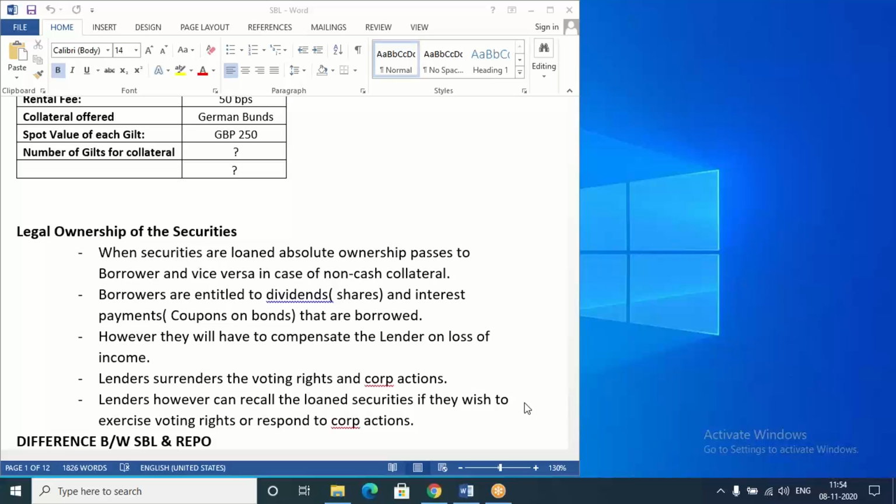Lender surrenders the voting rights and the corporate actions as well. Now, here's the thing. Lenders can, however, recall their securities to exercise their voting rights or corporate actions. If we backtrack to the same example of me and Saujanya, where I loan the securities to her, and bear in mind, this is an open contract, not a fixed contract. An open contract gives me the right as a lender to recall the securities anytime before the settlement date. Agreed?